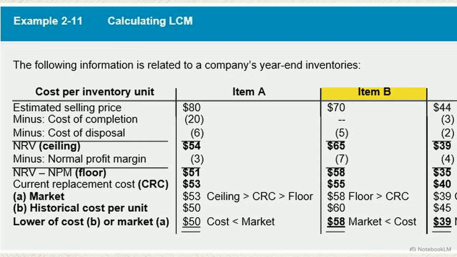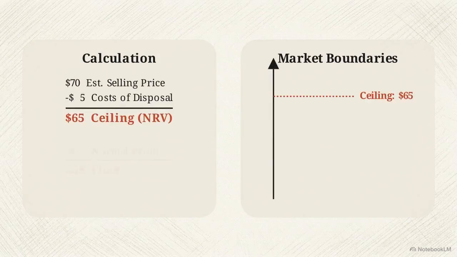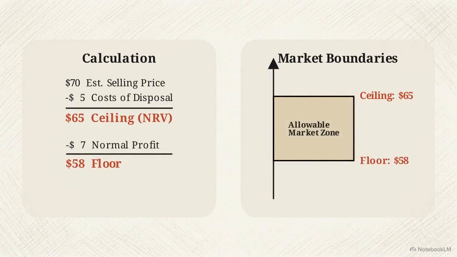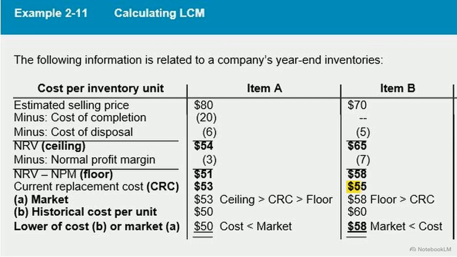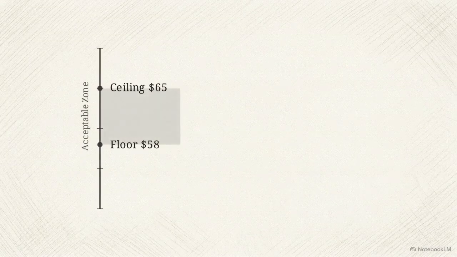Now let's look at item B, a scenario where the replacement cost fails the boundary test. Running the same initial math gives us a ceiling of 65 and a floor of 58. But here, the current replacement cost has dropped to 55. This falls strictly below our 58 floor. Because 55 is outside the acceptable zone, the algorithm rejects it.